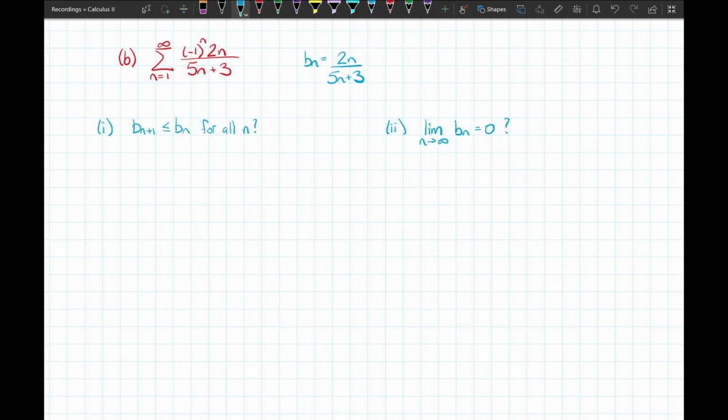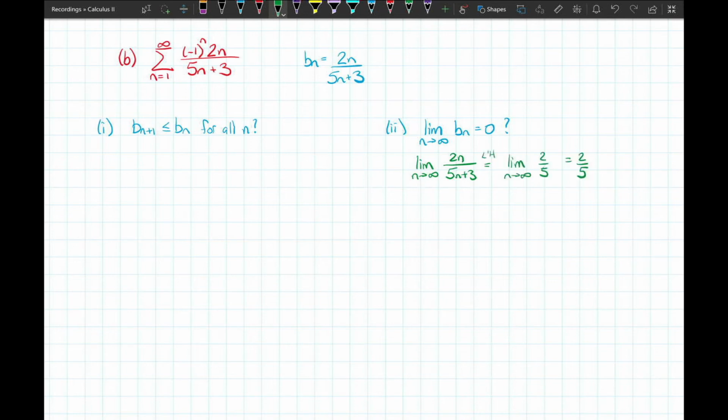Now, there are two conditions to check for the alternating series test. One of those is that each consecutive b needs to get smaller than the previous, so bn plus 1 needs to be less than or equal to bn. And we also need to show that the limit as n goes to infinity of these bn's must equal 0. As it turns out, the series actually fails both of those, but we'll have to show that. The easier one to show is that the limit as n goes to infinity of 2n over 5n plus 3 is actually 2/5. It's not equal to 0. That's a fairly easy limit to evaluate by dividing the numerator and denominator by n, or by using L'Hopital's rule.